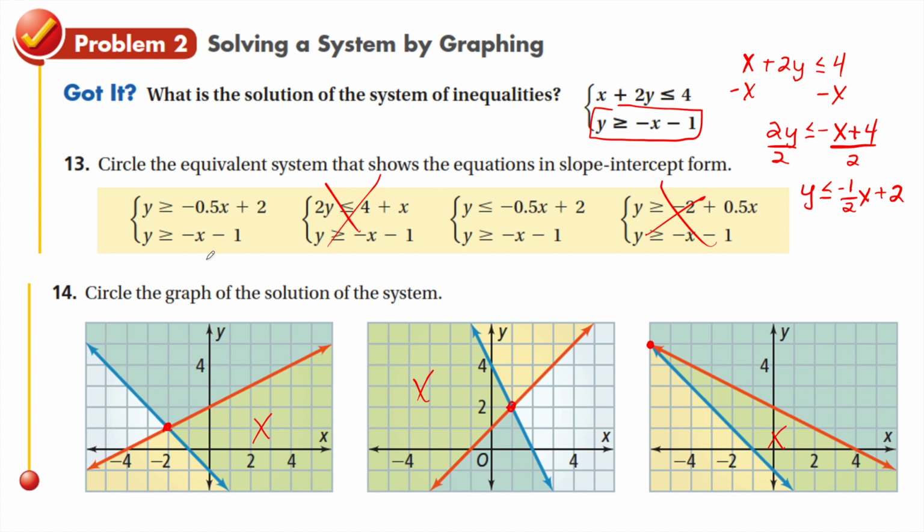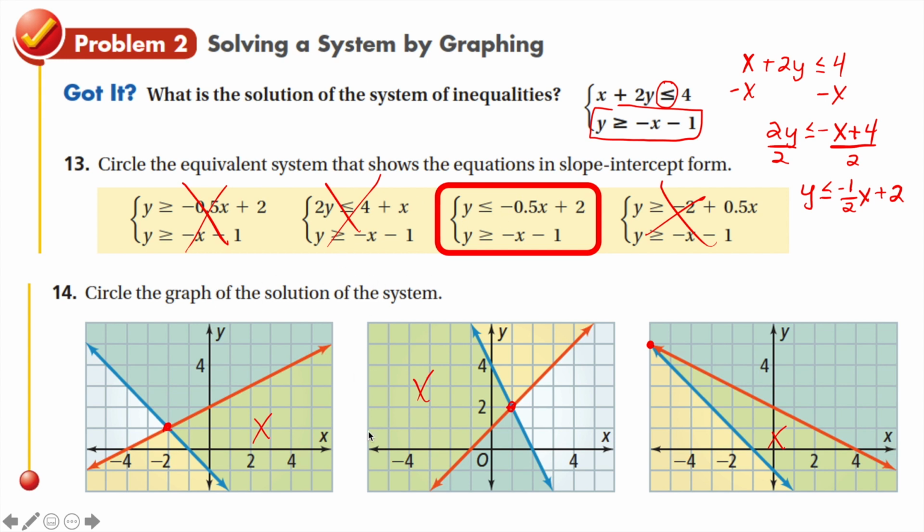Well, what's the difference between the first and the third? Well, if we're going to be talking about this, we have the less than or equal to sign. We didn't flip that sign. This one did, so we can actually cross this one out. So the one that we're going to circle is the third choice.